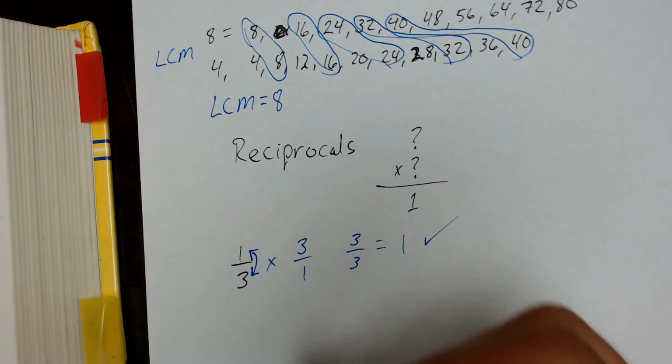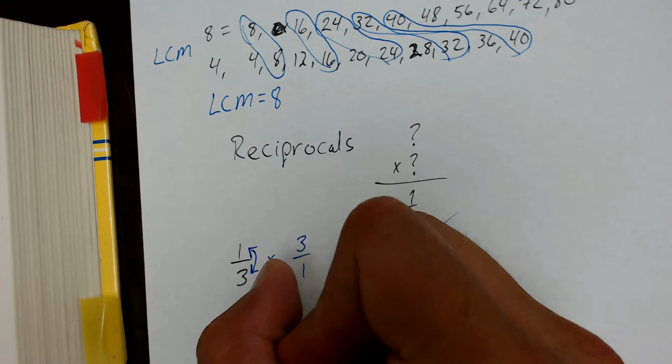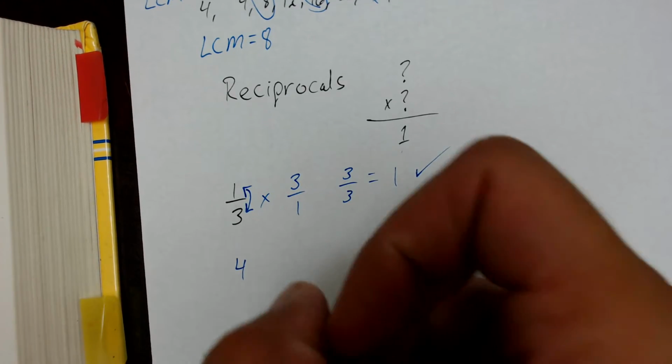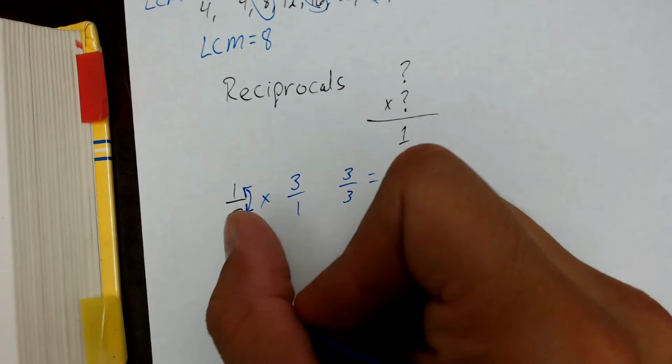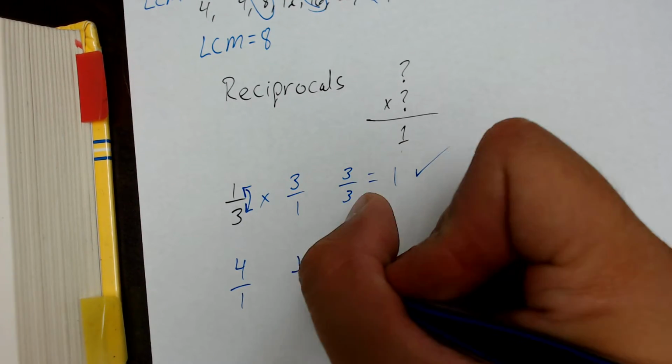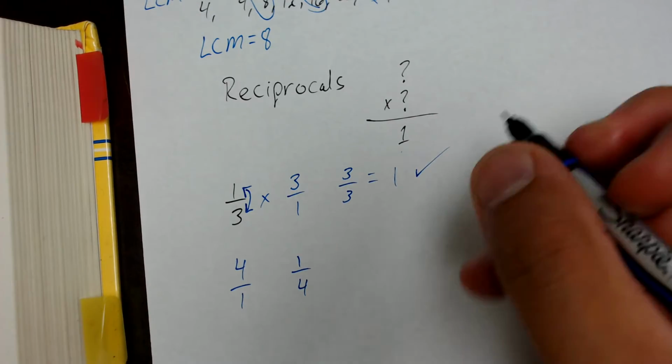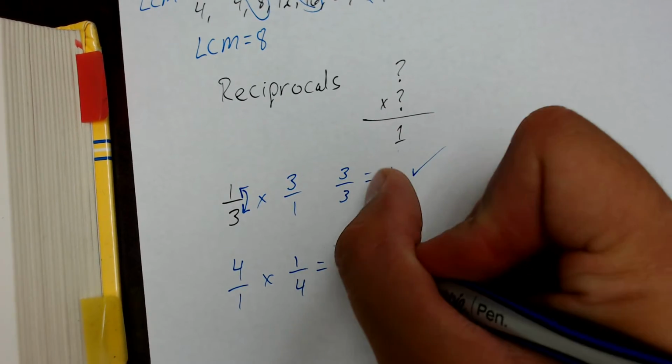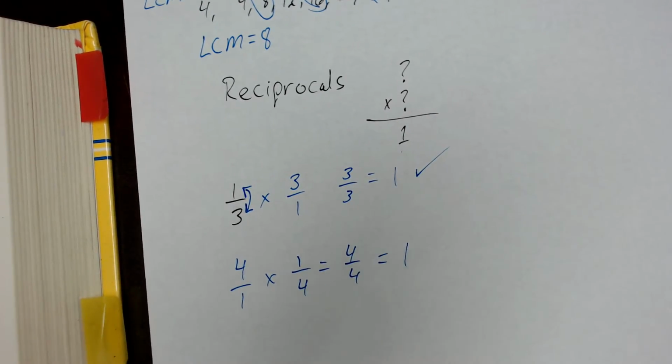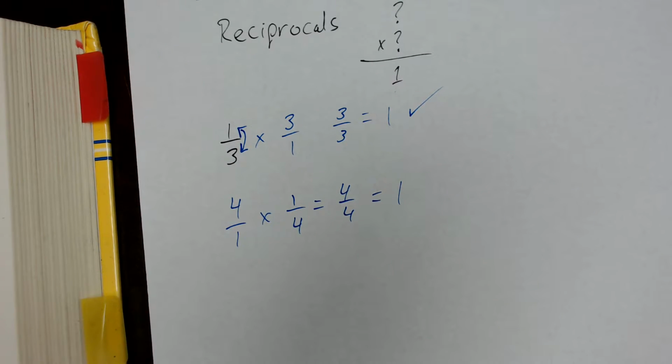Now what if it's not a fraction? Let's say I want you to find the reciprocal of the number 4. Well, take the number 4, turn it into a fraction, so the reciprocal would then be 1/4, or the opposite of that. If I multiply them, I end up getting 4/4, which is also equal to 1. Now these are very simple. Let's try some harder examples.